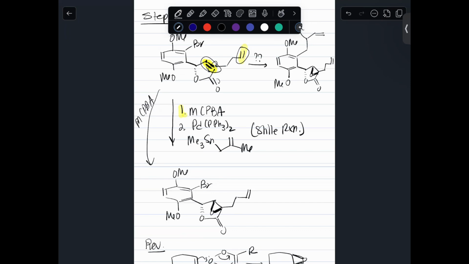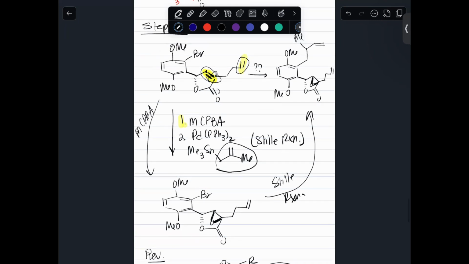And then, of course, the next step is our Stille reaction, in which they introduced their alkyl chain in place of the bromine, which we've talked about before, okay? So we're seeing two different types of organometallic reactions in this total synthesis.